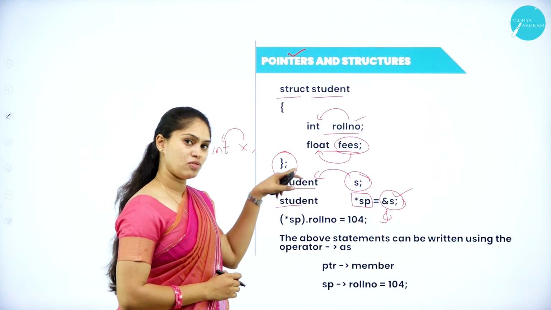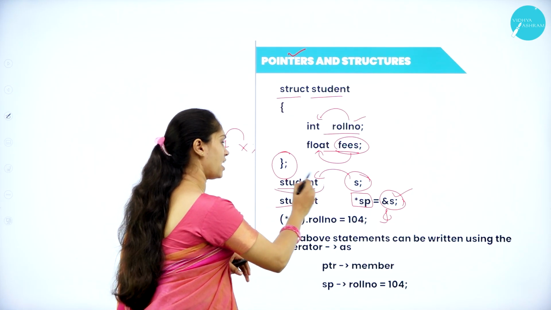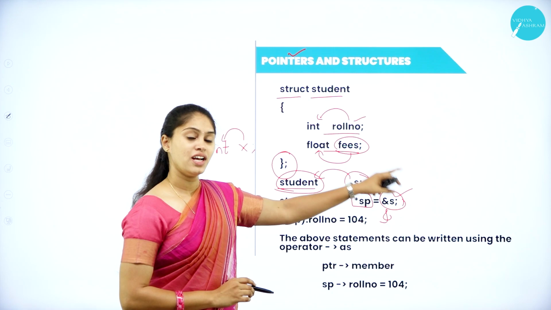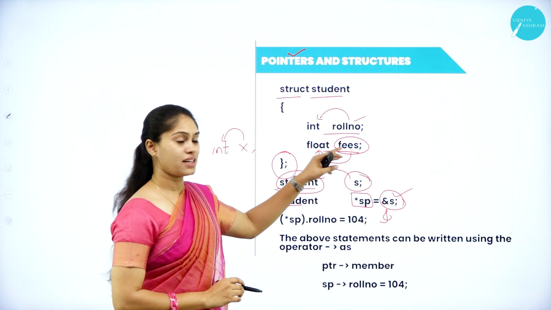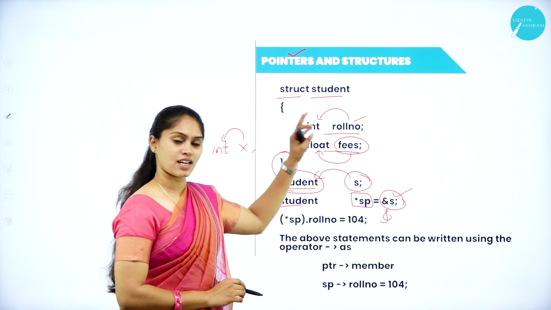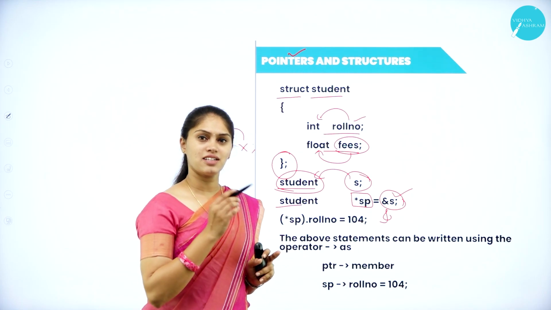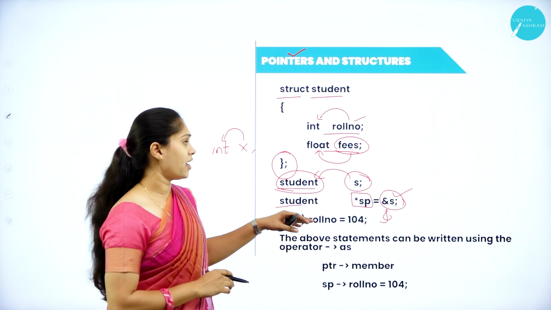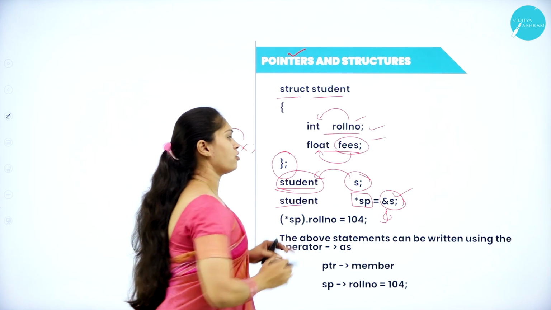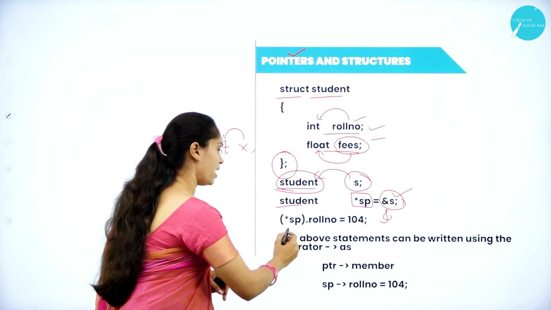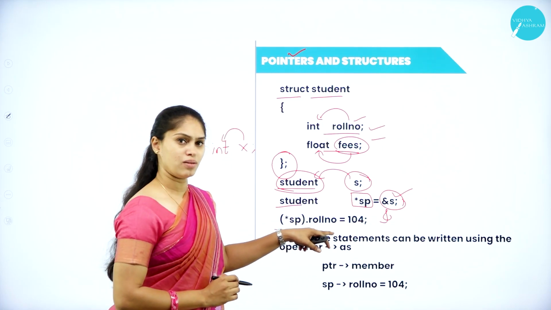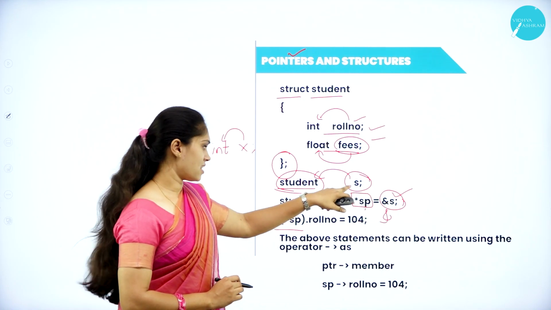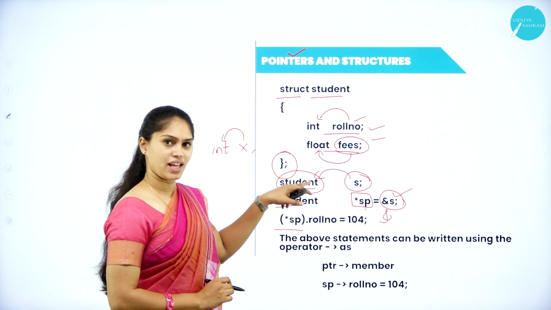So s is nothing but which data type? That is the structure data type. So this pointer helps me to hold the address of a structure variable. That is the relationship between pointers and structures. This pointer will hold the address of the structure variable. Then how to access the members or variables of this structure with the pointer variable? sp dot roll number, because sp contains the address of s. So s is a structure variable.